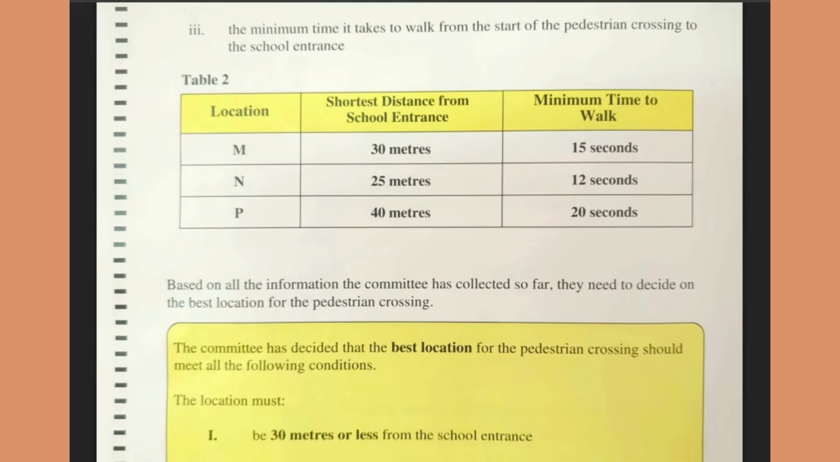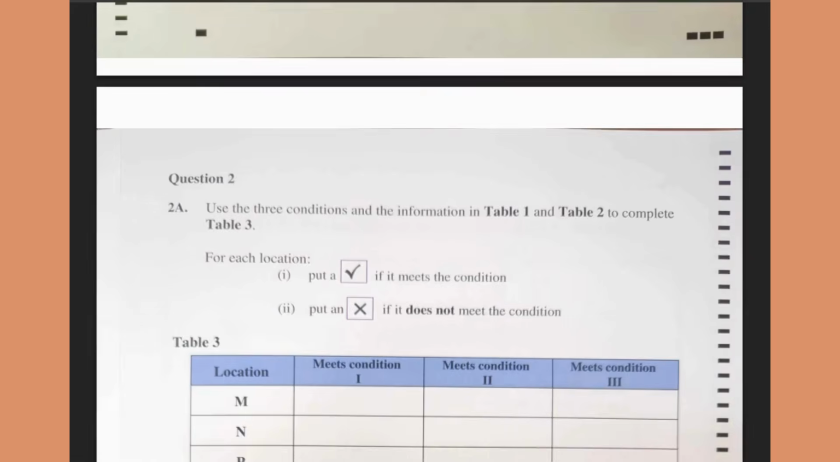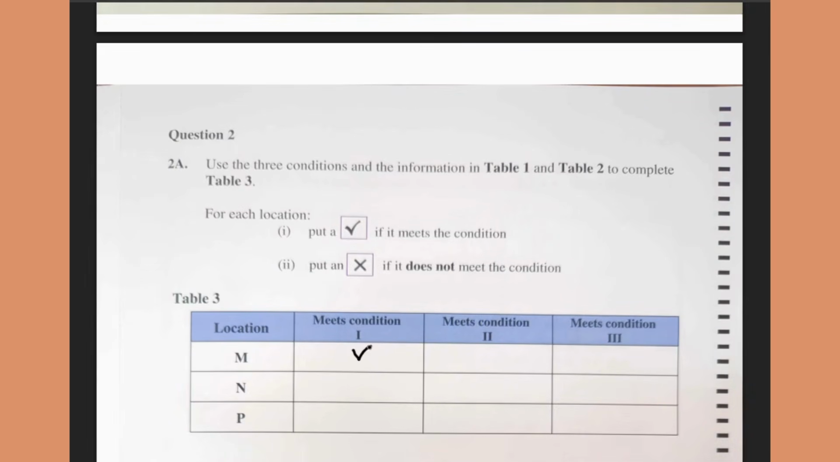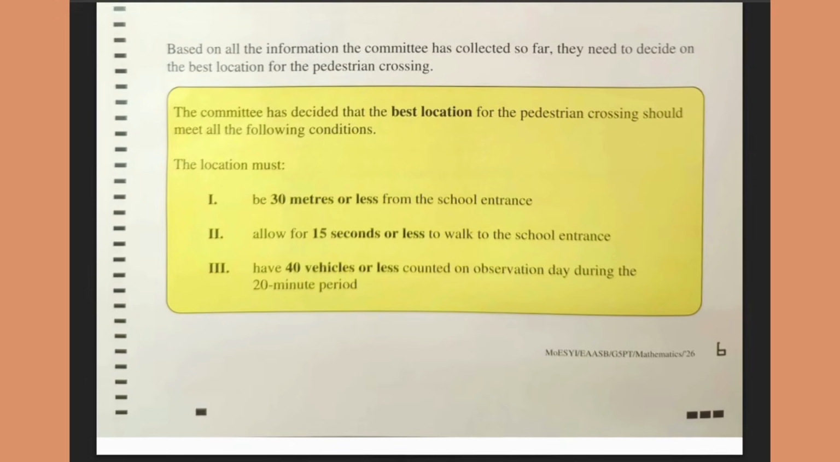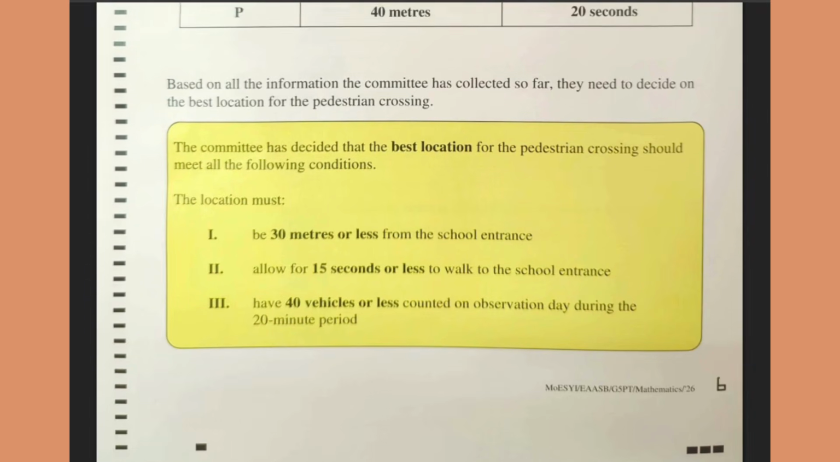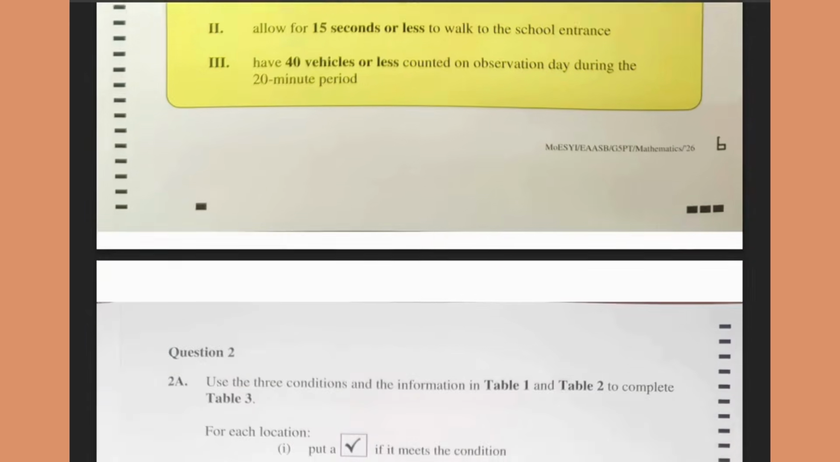So condition 1 again is must be 30 meters or less from the school entrance. Location M, yes, it does meet that criteria, so we're going to put a tick. Location N, let's see if it met criteria 1. So 30 meters or less, yes. 25 is less than 30.